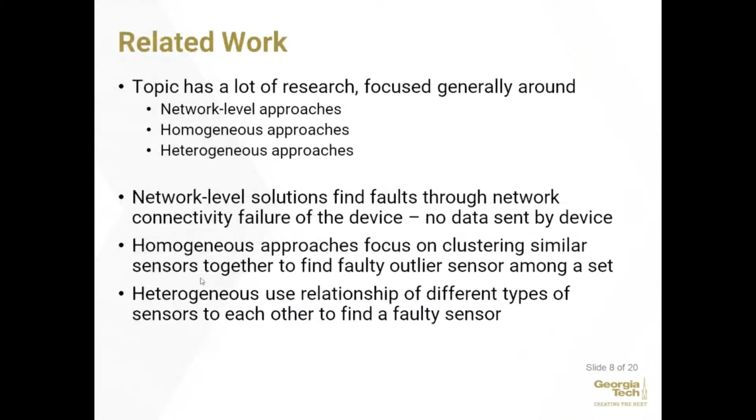So this topic actually has a lot of research already being done actively. The methods for identifying faulty IoT sensors are mostly focused around network level approaches, homogeneous approaches, and heterogeneous approaches. A network level approach would be, let's say a smart home has 10 devices, everything's communicating over Wi-Fi, and when packets stop being received from a certain sensor because the connection is lost, then immediately the smart home monitor will know, okay, I haven't received a ping from this sensor in a while, it must be broken. So this is a very basic approach, but it works somewhat.